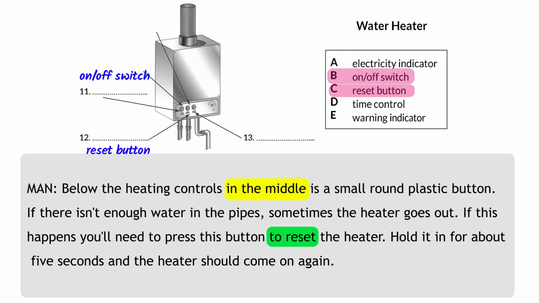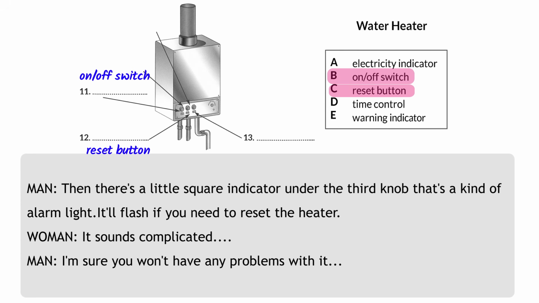Now for question number 13, as you can see, it's right next to the reset button. All right, now let's listen. Let's see how it's going to explain this part. Then there is a little square indicator under the third knob, exactly under hot water. That's a kind of alarm light. It will flash if you need to reset the heater. So it's a kind of alarm light.